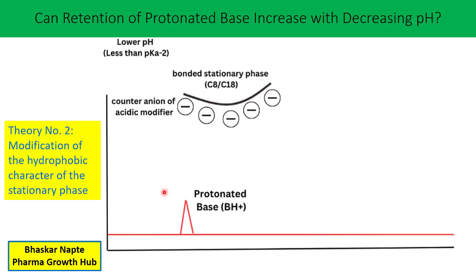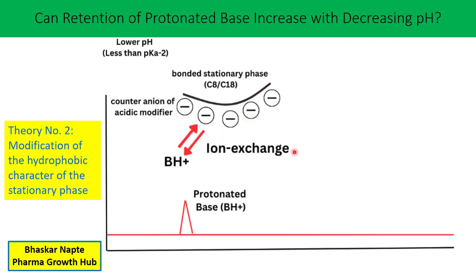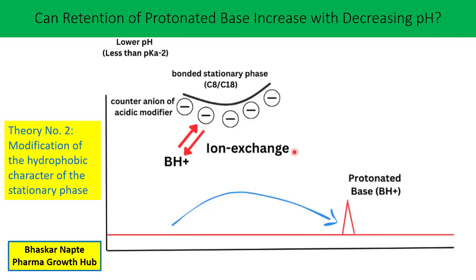Now, what is the charge present on your compound? The BH plus. But now your stationary phase has got a negative charge. And because of this, the ion exchange phenomenon is possible, due to which your protonated base can get retained for more time on the stationary phase. And hence, you can expect the increased retention time for the protonated base at a much lower pH value.